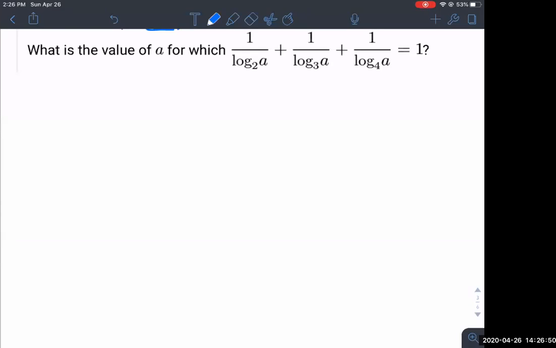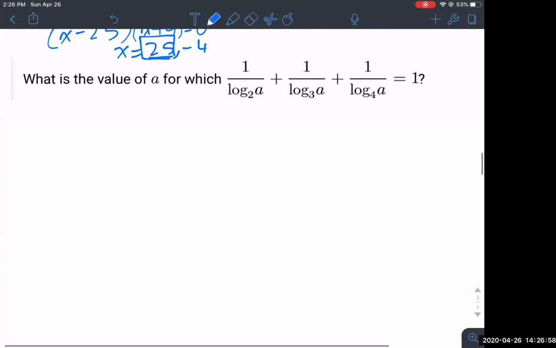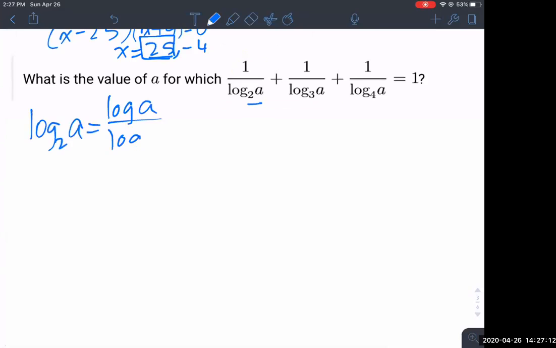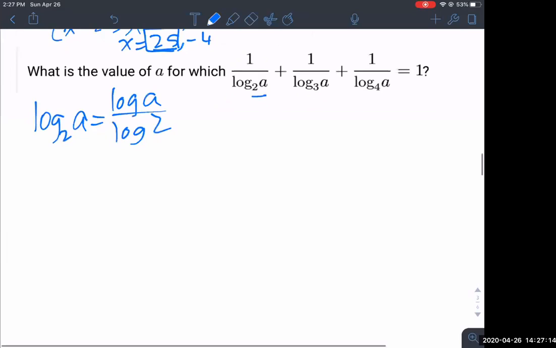All right, let's try this. So this one is a question where the change of base formula is really handy. Since I'm not sure if there's really any other way to simplify this, in this case, let's have log base 2 of a. We can turn that into log a over log 2. The choice of base doesn't matter too much.